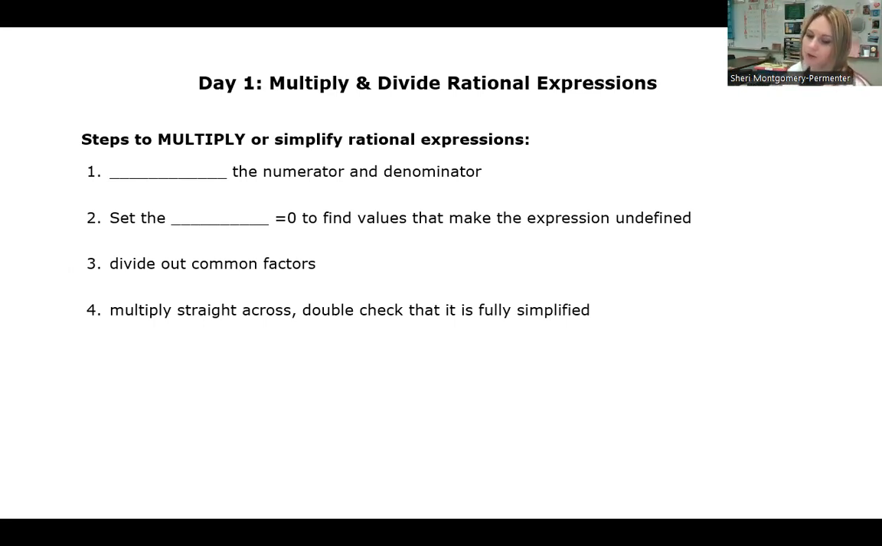Okie dokie. Today we are starting a new unit. We are going to multiply and divide rational expressions.